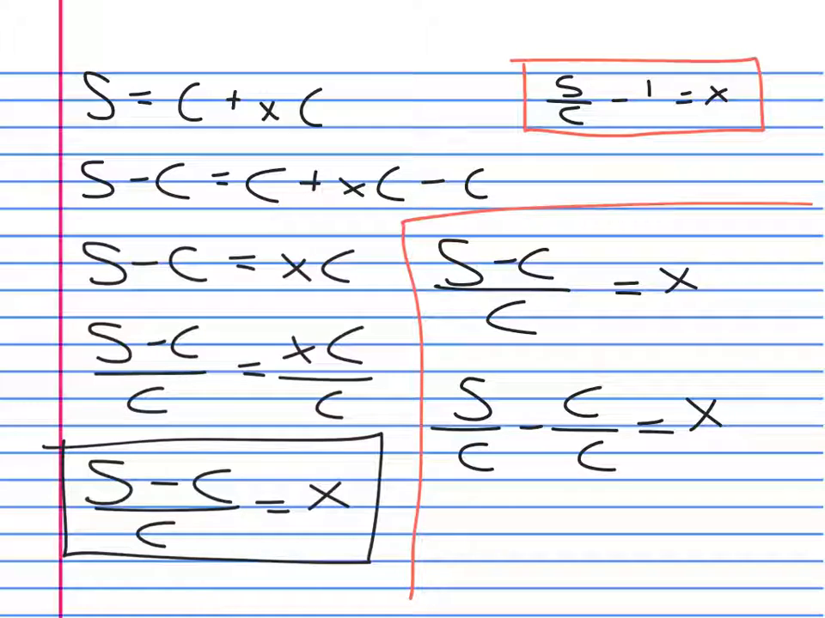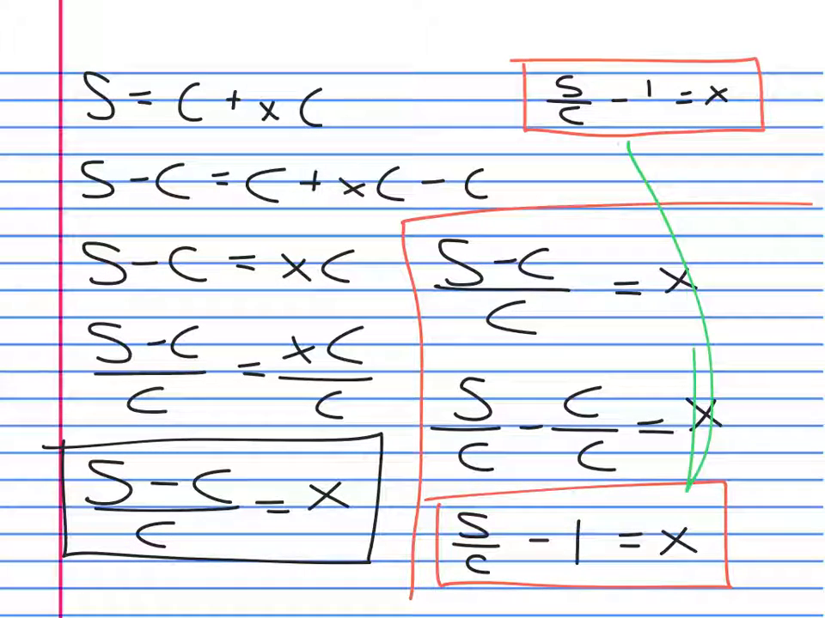Okay? That's fine. Now what? Well, look. What is c over c equal to? We always know that anything over itself equals what? Equals 1. So I could just rewrite this as s over c minus 1 equals x. And that is what I wrote on top. Right? Same there as there. So I did this problem differently than the book did it. But those are equivalent answers.